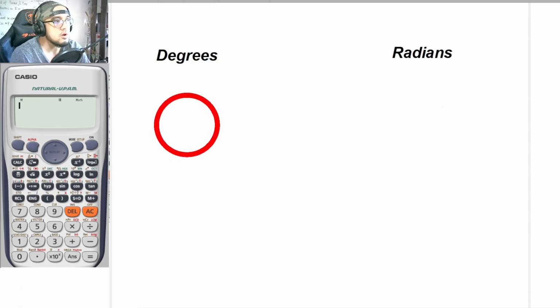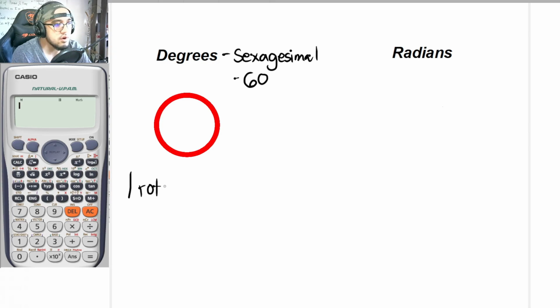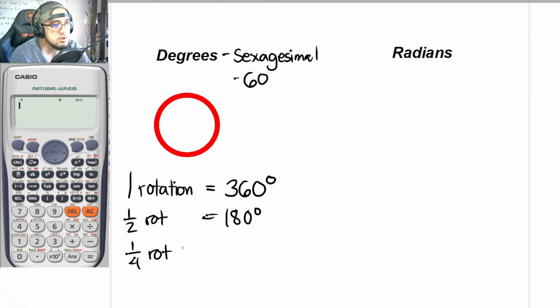However, in rotating bodies, we are not only concerned with degrees, because as you know from your lower year subjects, there are also radians. In degrees, as you have learned in your high school and elementary years, this is a sexagesimal unit. When we say sexagesimal, its base unit is 60. And we can say, once again from our lower subjects, that one rotation of a circle is equal to 360 degrees. For half a rotation, this is 180 degrees. For 1/4 rotation, this is 90 degrees, 1/8 is 45 degrees, and so on.